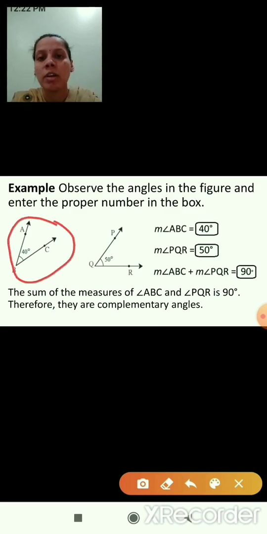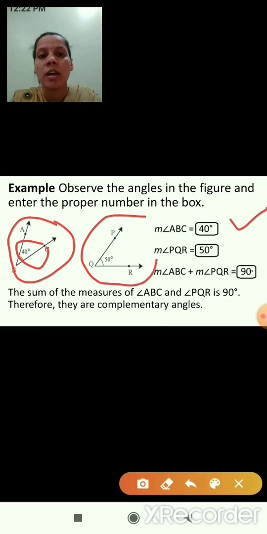What is the measure of this angle? This is 40 degrees. So we will write down here 40 degrees. What is the measure of PQR? This is angle PQR and the measure of angle PQR is 50 degrees. So we will write down 50 degrees here.